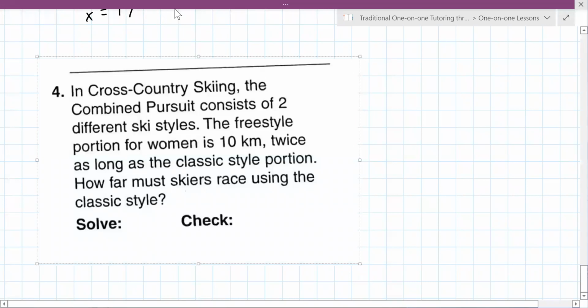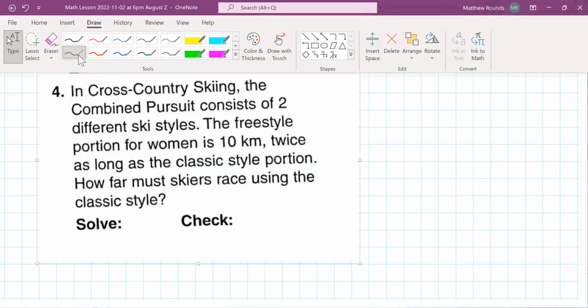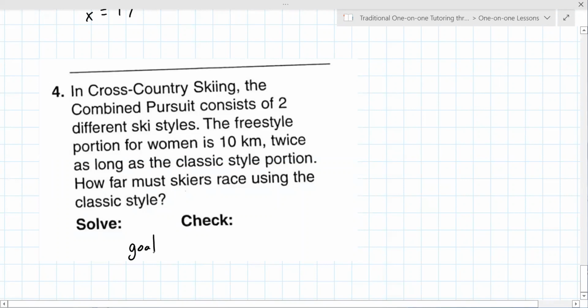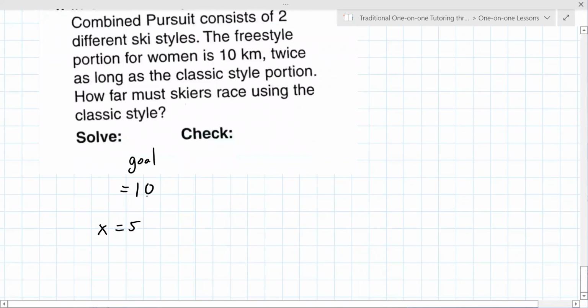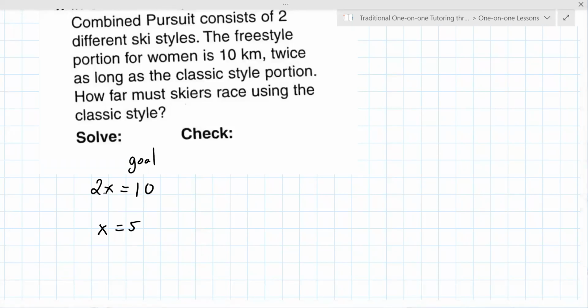What's the goal? To see how far the skiers must race using the classic style. Right. So is the classic style shorter than the freestyle? Yes. So you're trying to get to 10, and that would be 5, wouldn't it? So the answer is 5, right? Sometimes that's a good way to look at it. Well, the answer is 5, so 2 times x equals 10. And the idea is that you have to double the classic style to get the freestyle.